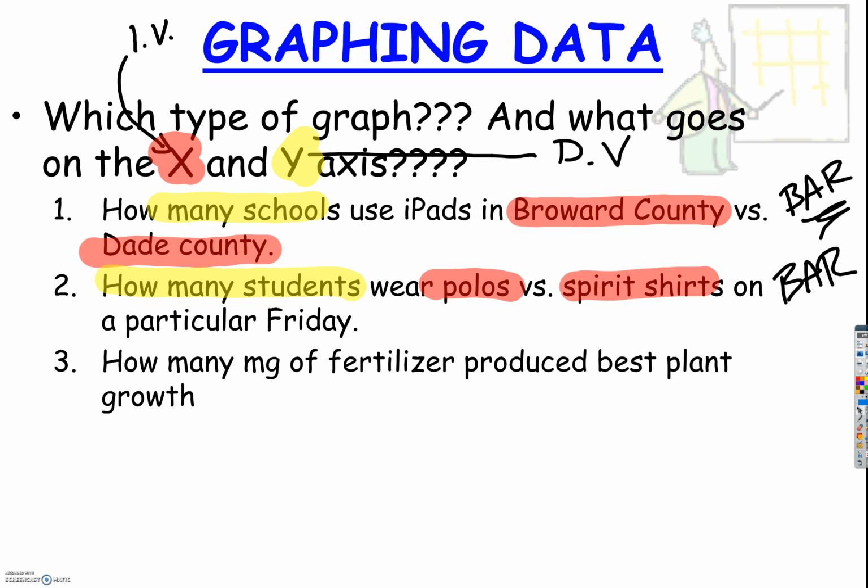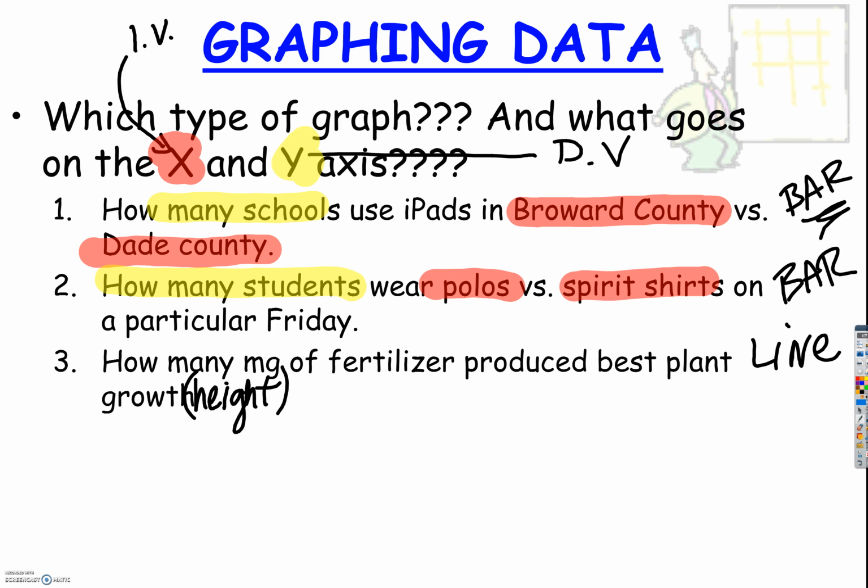All right, our next one. Number of milligrams of fertilizer that produced the best plant growth. And let's just specify for plant growth that for this experiment, we're going to be measuring their height. So line graph or bar graph? Good. This would be an excellent example of where you'd want to use a line graph. Everything's numerical. Milligrams is an amount of fertilizer, and height is going to be centimeters or meters or millimeters or something like that.